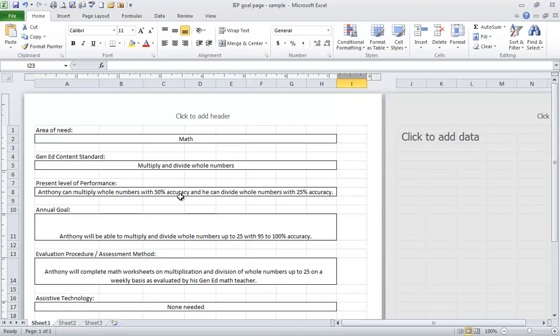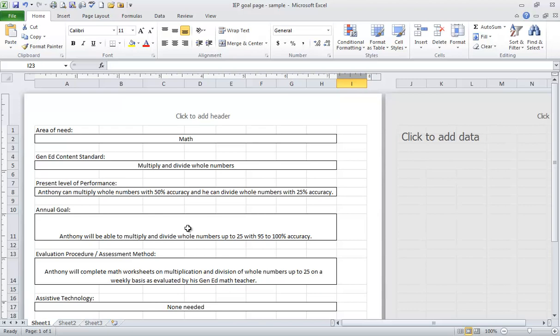I had to make up Anthony's present level of performance because the case study doesn't give me details at this level. So related to multiplying and dividing whole numbers, I'll assume that Anthony was tested and can multiply whole numbers with 50% accuracy and divide whole numbers with 25% accuracy. Now I write my goal, keeping in mind it's a 12-month goal.